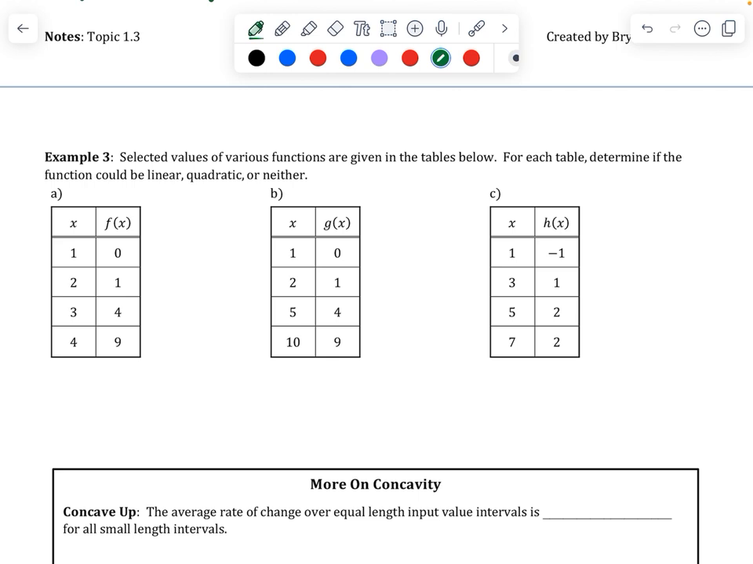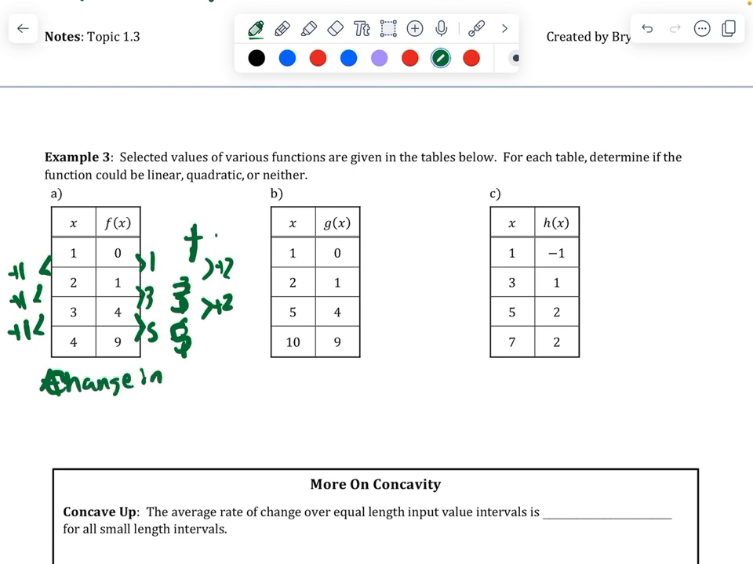So on these, let's determine if it's linear, quadratic, or neither. The first thing I notice is these are all going up by 1, so that's nice, equal length inputs. The outputs are going up by 1, 3, 5. So what would our difference be? 1 over 1, 3 over 1, 5 over 1. So 1, 3, and 5. So it's going up by 2. So the change in the average rate of change is constant, so it would be quadratic.